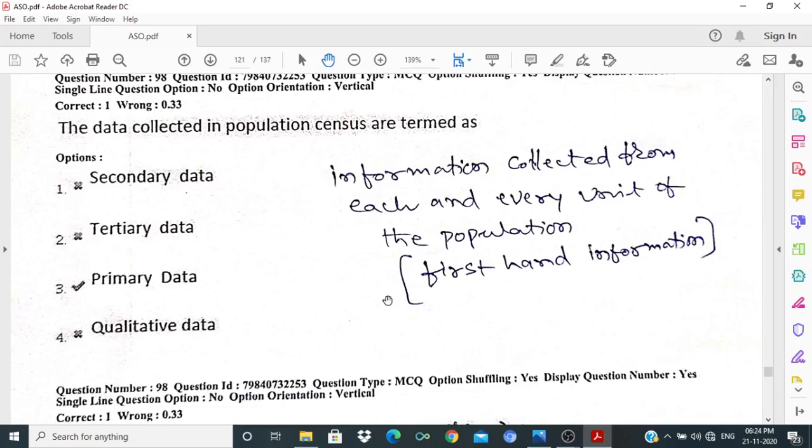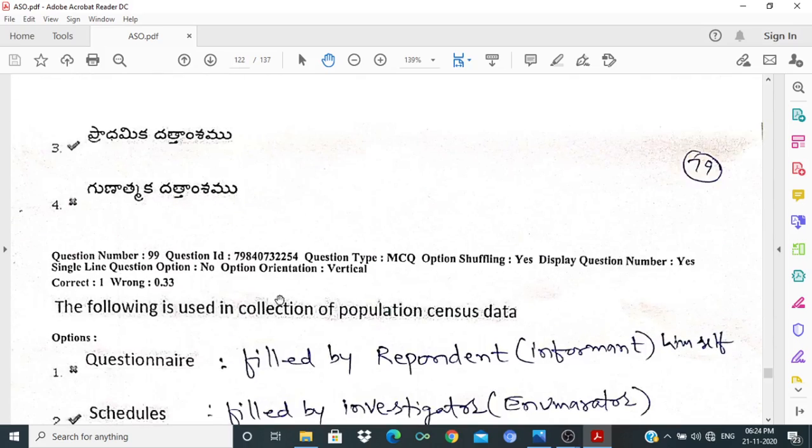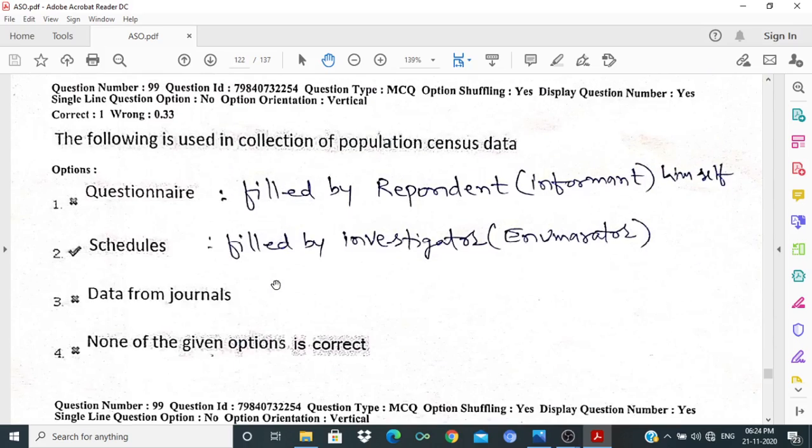The data collected in population census are termed as primary data. Information collected from each and every unit of the population, first-hand information. The following is used in collection of population census data: schedules. Teachers with schedules go to the field and collect information.